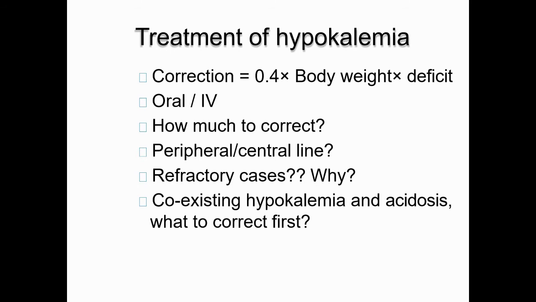And then they'll be seeing the refractory cases. By considering the TC, they'll be going for refractory cases, and then they'll be looking at whether to give the peripheral or central line. Okay, so these are the most important things.